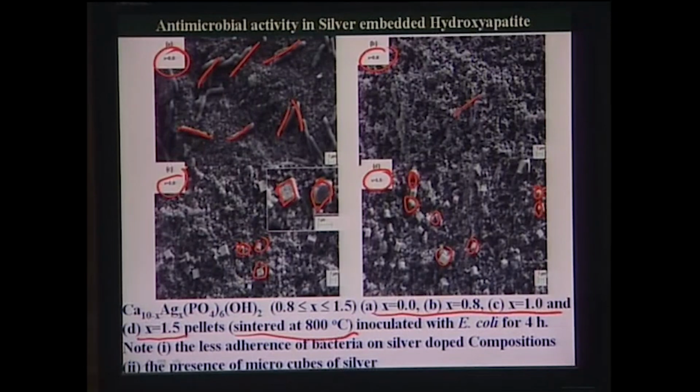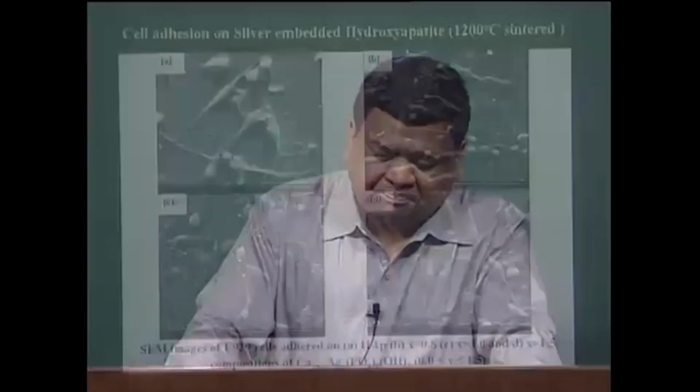Now, this is what you can see here on this biomaterial surface after culturing with E. coli bacteria, and what we believe is that the presence of the silver cubes essentially kills all the bacteria, as you do not see any evidence of E. coli bacteria on these two surfaces. So, essentially when you substitute at x is equal to 1.0 or a higher level, these materials have good antimicrobial property.